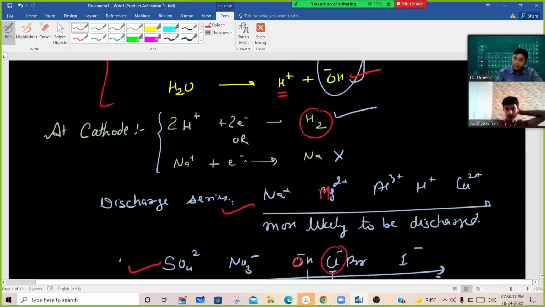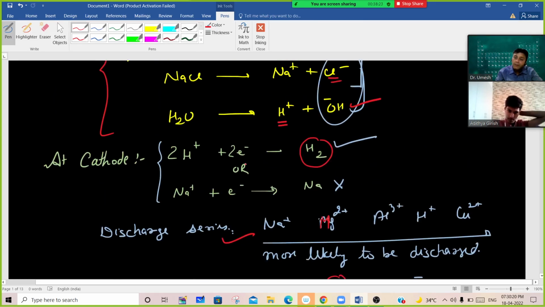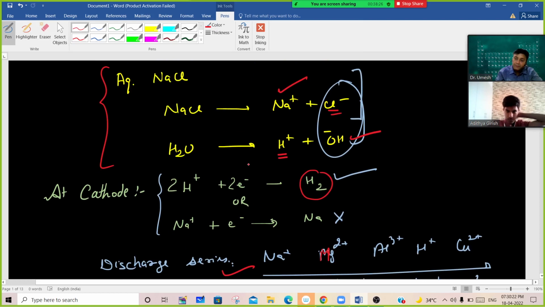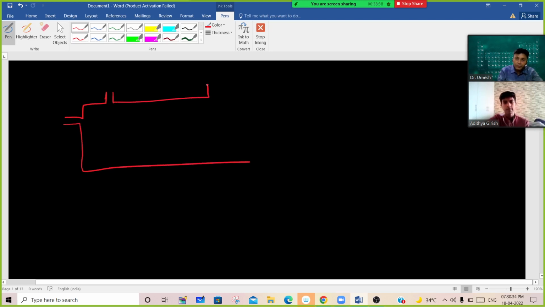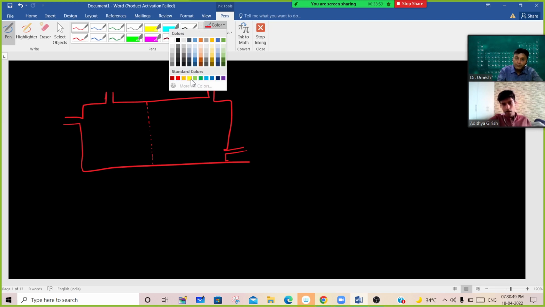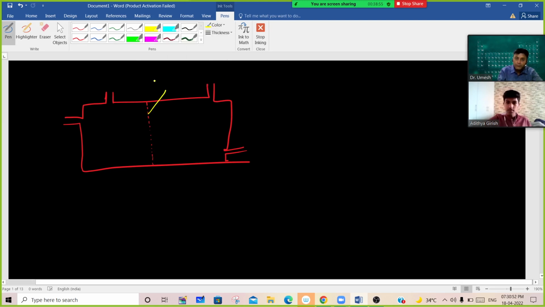Okay, understood? So could you just explain it one more time? Okay, yes. What I do, I'll show it experimentally like this. I'll show you one experiment here. Here I have a porous membrane.